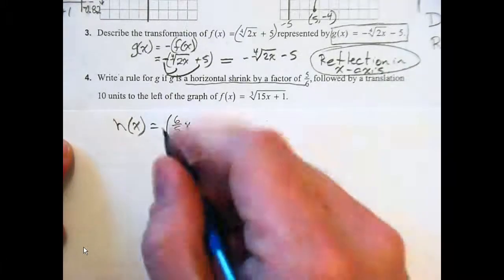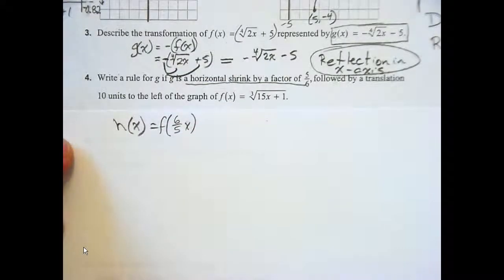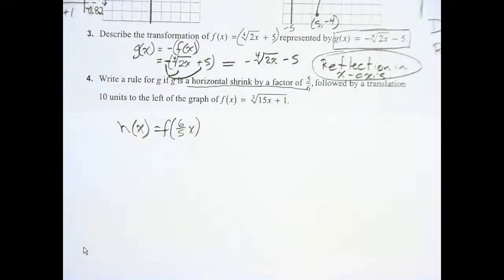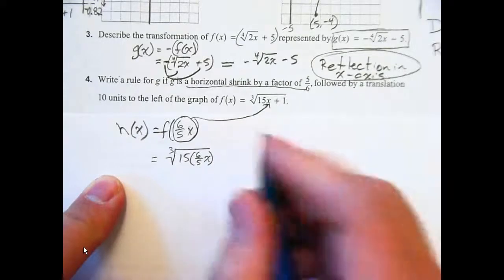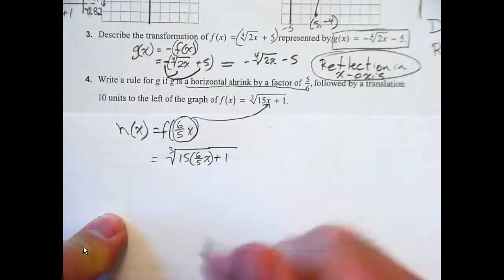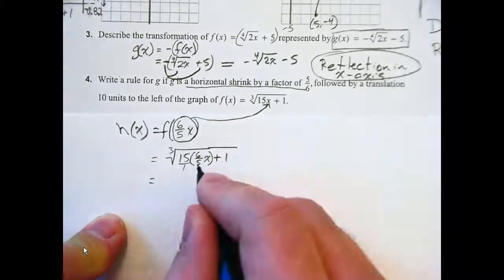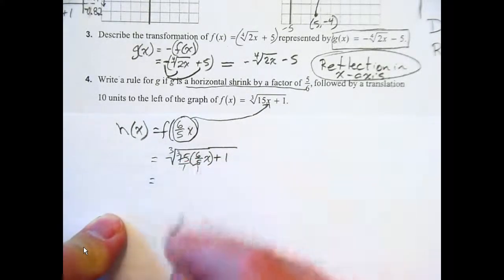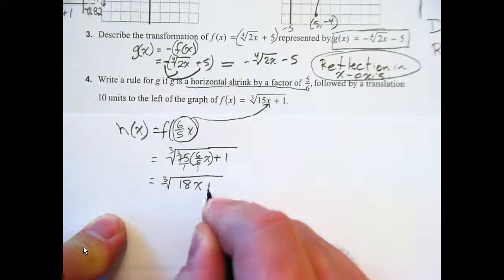Sorry, that would be f of 6/5 x. How many remember doing that earlier this year? It was an area where some of us really had some trouble. So we have 6/5 x plus 1, and then from that point, that ends up being 15 times 6/5. You get 18x, the cubed root of 18x plus 1. That's what h of x equals.